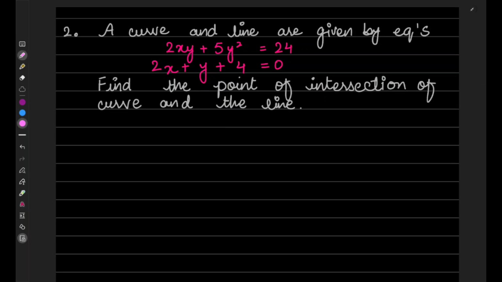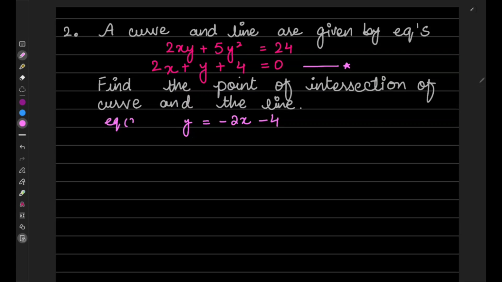So to find the point of intersection, what do we do? We solve these two equations simultaneously. As we have y and y squared, we cannot simply equate the two equations, so we should be substituting. Let's take the second equation and make y the subject, so y = -2x - 4.